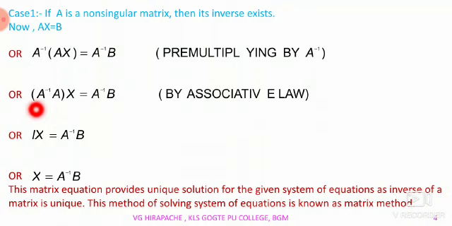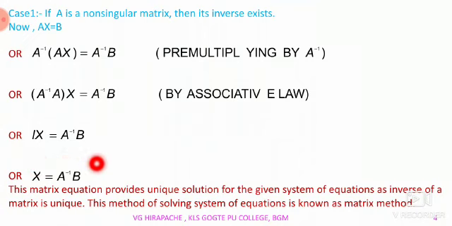As we also know that A inverse into A is always equal to the identity matrix I, we get I into X is equal to A inverse into B. Any matrix into identity is the same matrix, so X is equal to A inverse into B, where X is the unknown matrix containing the variables x, y, z. As we know how to find the inverse of a square matrix, that is multiplied with the constant matrix B, we get the unknown variables x, y, z.